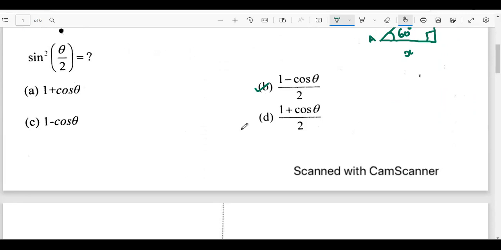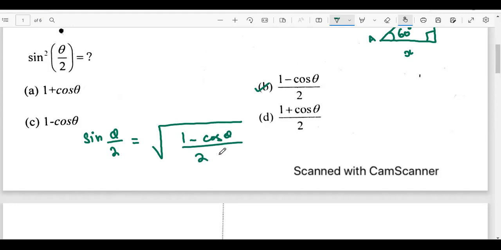No, ma'am. I don't think so. Okay, I'll quickly write it down. So you would be familiar with sine theta by 2. You can just search them. They are called half angle formulas. Okay, and you would find them in your FSC book as well. It is the square root of 1 minus cos theta by 2.